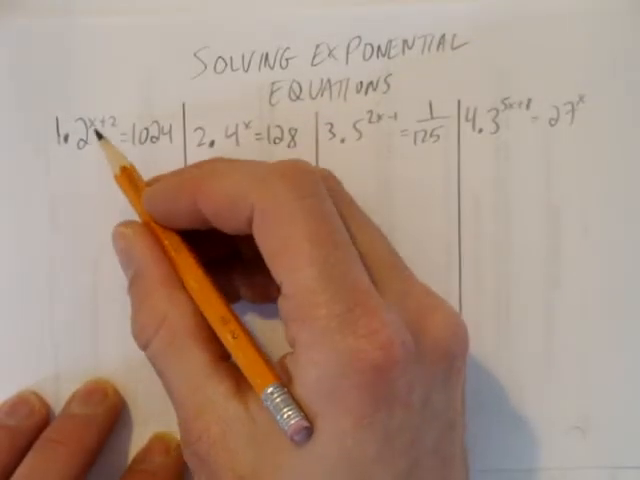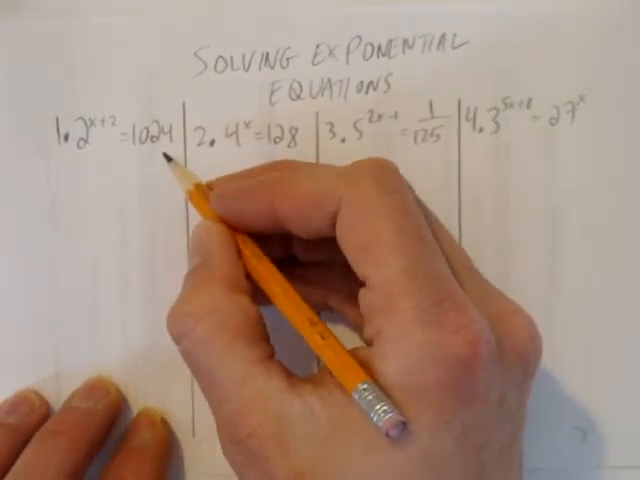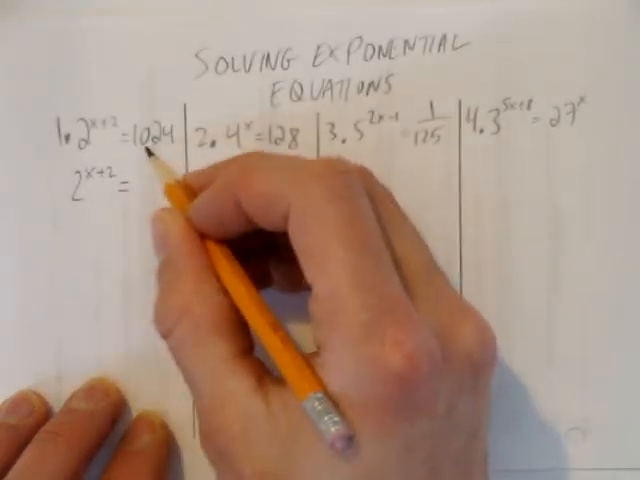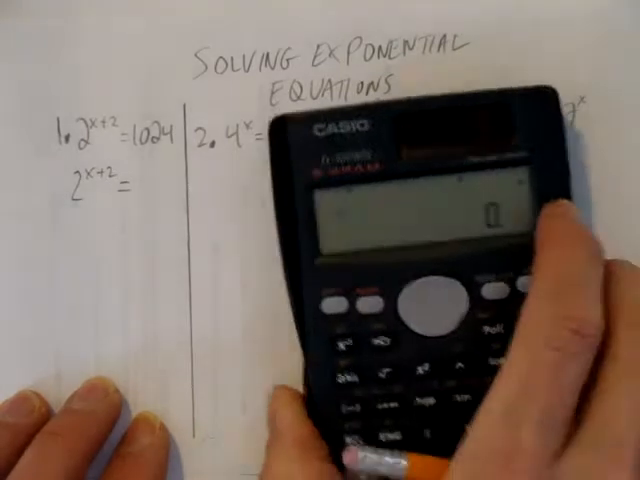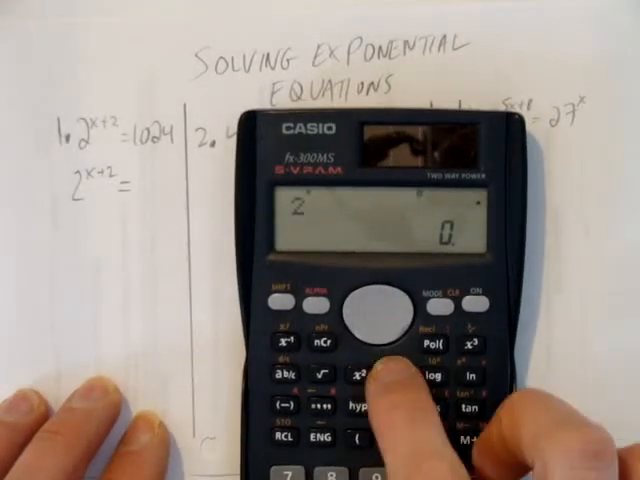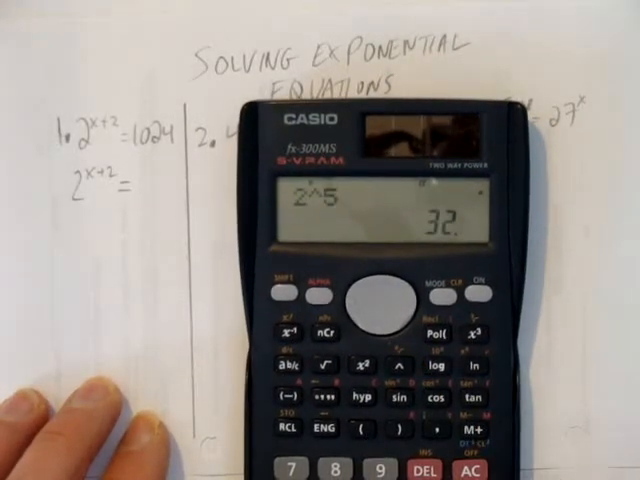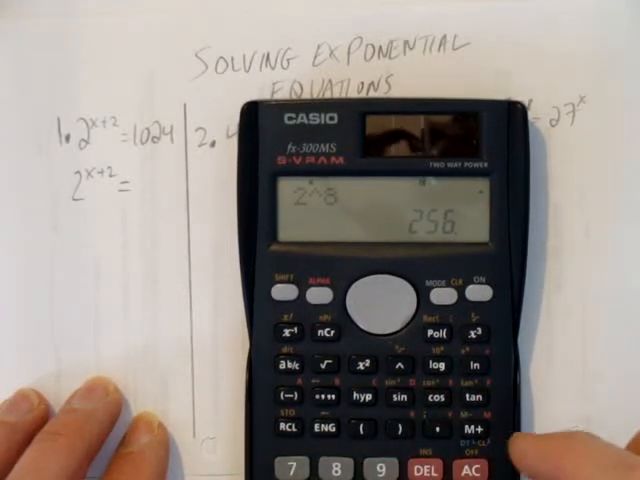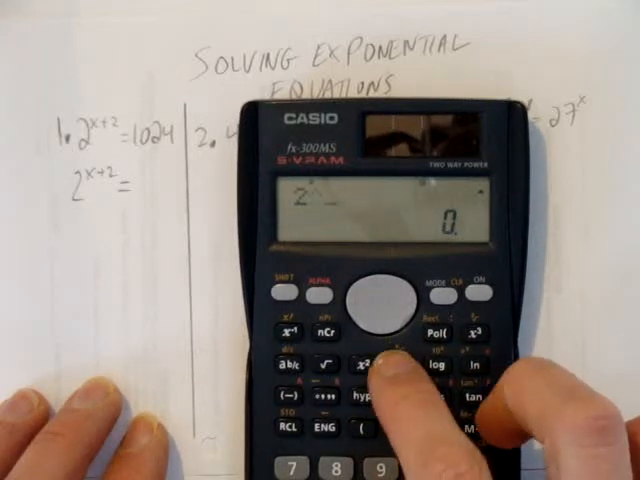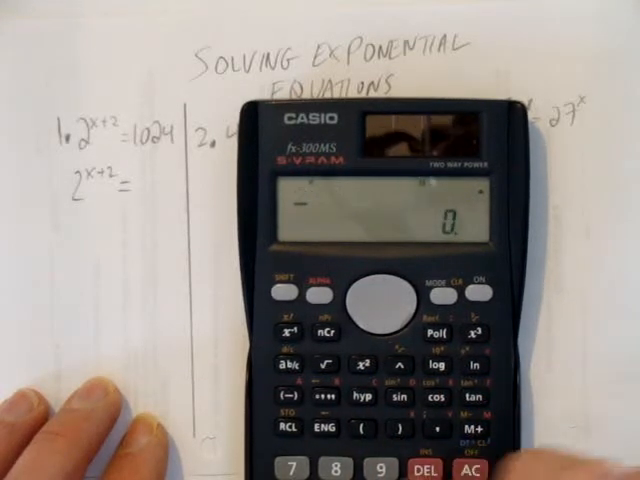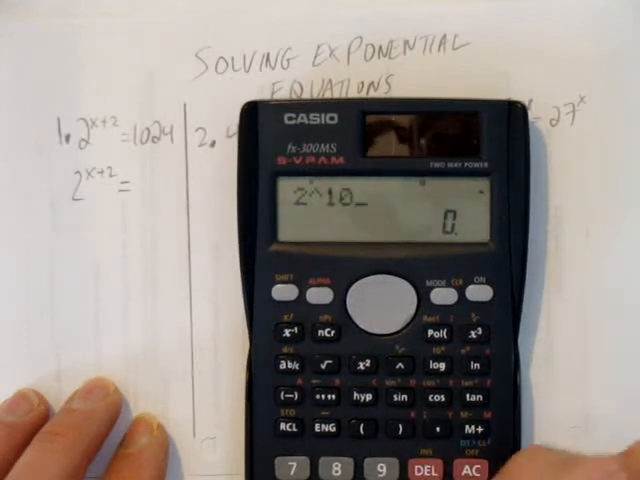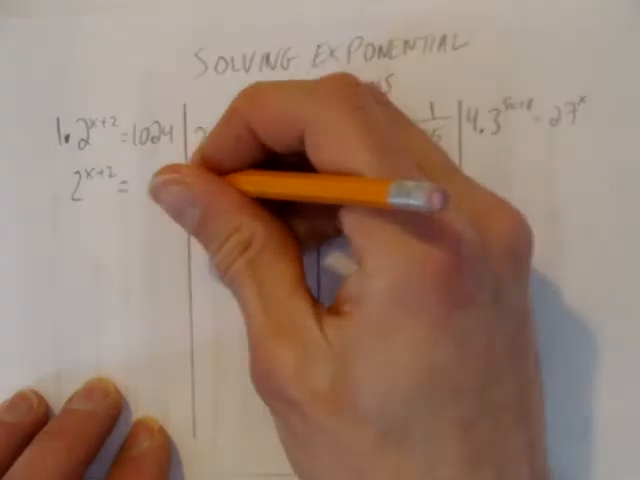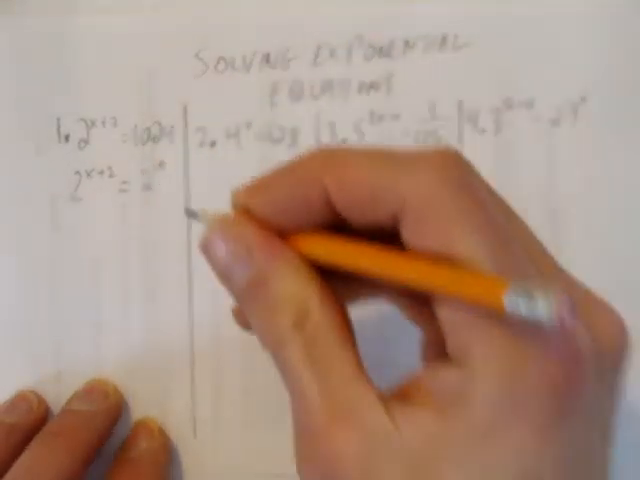Question 1. 2 to the power of x plus 2 equals 1024. The first thing we need to do is rewrite 1024 as a power of 2. So we take our calculator and try different powers of 2, like 2 to the power of 5, too small. Okay, how about 2 to the power 8? Still too small. 2 to the power 9. Almost there. 2 to the power 10. Yeah, that's it. So 1024 can be written as 2 to the power of 10.